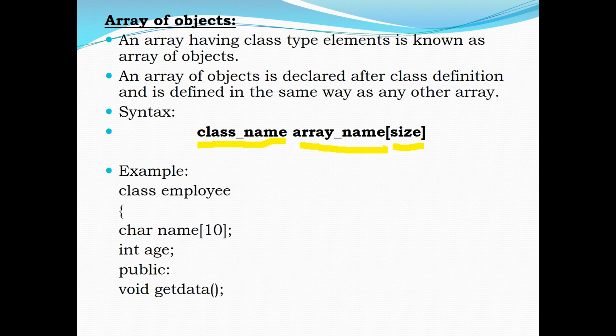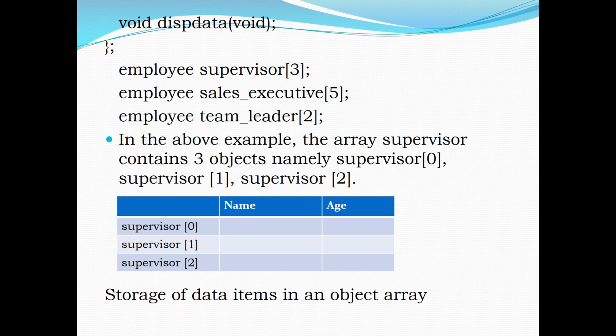In this example, I have created a class called employee. In this employee class, I have a data member name, of data type char with a size of 10, and age. I have created one member function called getdata, and one more member function called displaydata with a return type of void. Now I close the class. We are going to see how to create an array of objects.